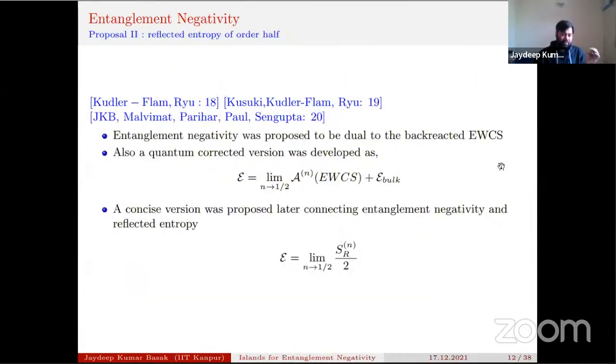There is another proposal which says that entanglement negativity is related to the reflected entropy of order half. It was proposed in these two papers. In the first paper, negativity was proposed to be dual to the back-reacted EWCS, and also in that same paper, a quantum corrected version was developed, which can be written in this specific manner. Now in the later paper, a concise version was also proposed, where negativity was written as half of the reflected entropy of order half. Further, the result of this paper was further defined, and that was the outcome of the third paper.